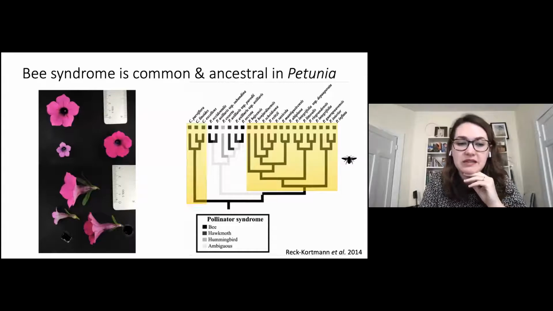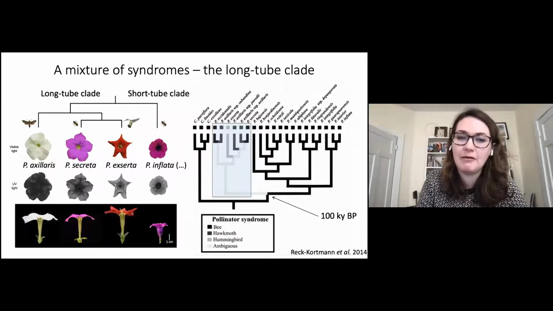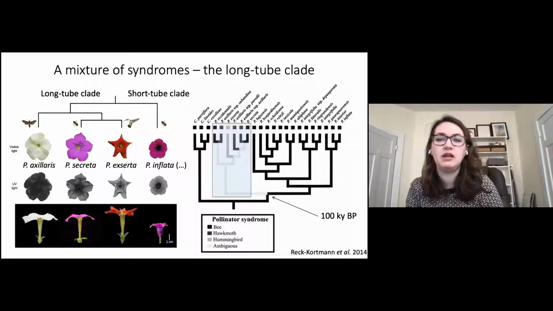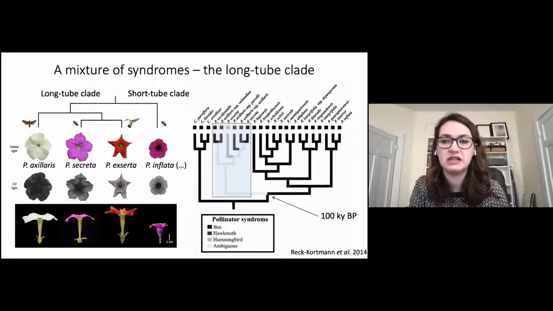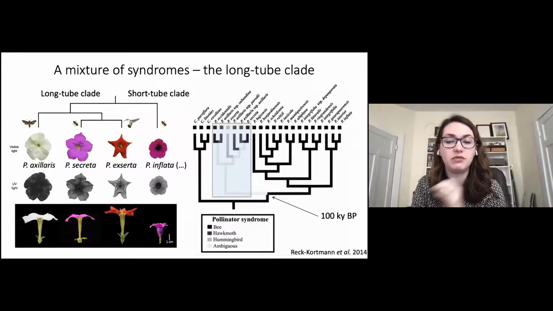But the group of species that we work with in the Kuhlemeier group is actually the long tube clade, which is much smaller. It's technically only 3 species. But in this clade, there have been several shifts in both floral trait combinations and pollinators over a very short period of time.